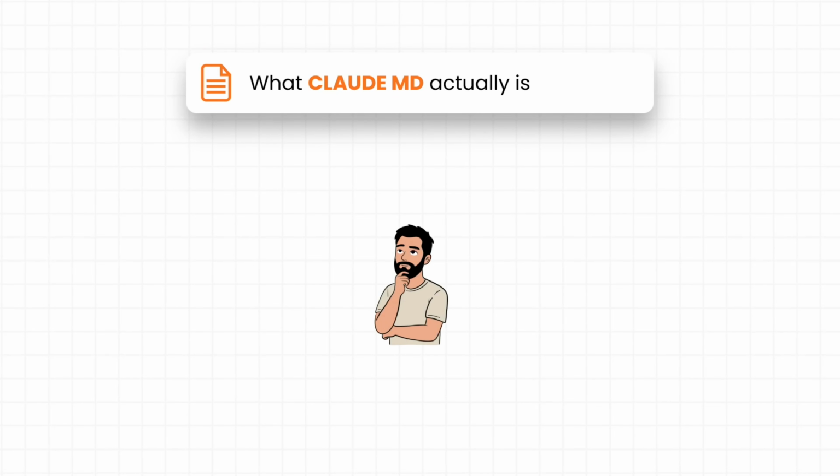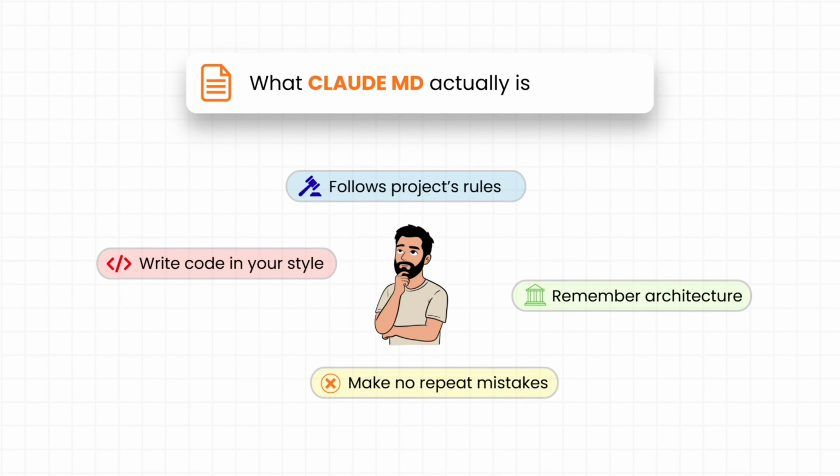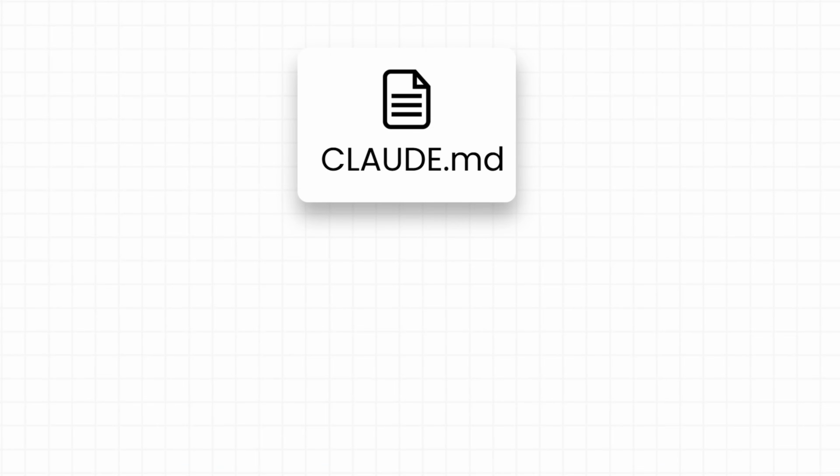What if I told you there is a single file that can make Claude write code in your style, follow your project rules, remember your architecture, and stop making the same mistakes repeatedly? That file is called Claude.md.